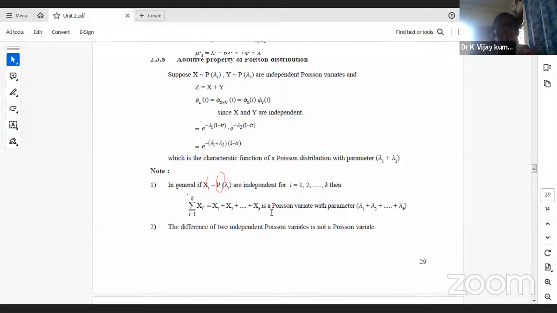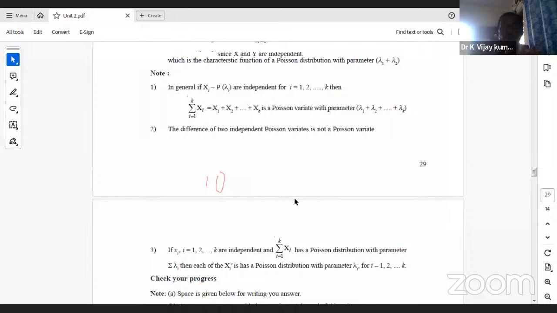If X_i is Poisson with parameter lambda_i, for independent i = 1, 2, 3, up to k, we are taking the values here. The summation of i equal to 1 to k, X1 plus X2 plus X3 plus X4 and so on up to Xn, is a Poisson variate with parameter lambda 1 plus lambda 2 plus lambda 3 and so on. The sum of independent Poisson variates is a Poisson variate.